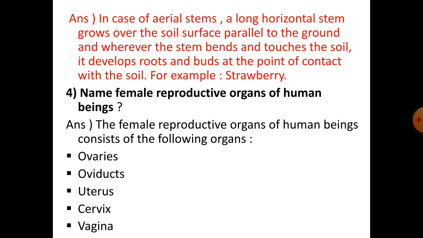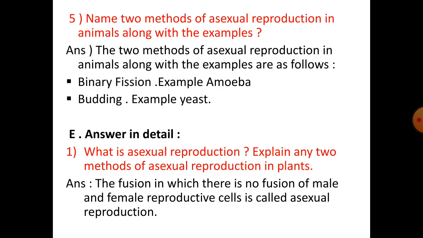Question 4. Name female reproductive organs of human beings. The female reproductive organs of human beings consist of the following organs: ovaries, oviduct, uterus, cervix, vagina. Number 5. Name two methods of asexual reproduction in animals along with the examples. Two methods of asexual reproduction in animals along with the examples are as follows: binary fission, example amoeba; budding, example yeast.